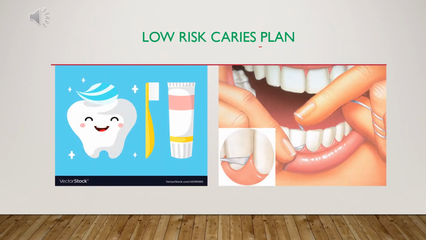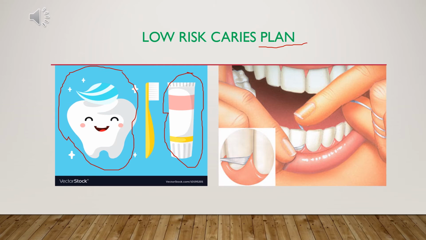Since the patient has low caries risk, the plan and recommendation is to brush twice a day, and it's good if the patient can do three times a day with fluoride toothpaste, and the patient should floss daily instead of once in a while with a C-shaped technique, or the patient can alternatively use an interproximal brush or floss with a handle.